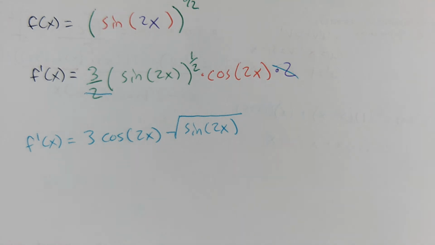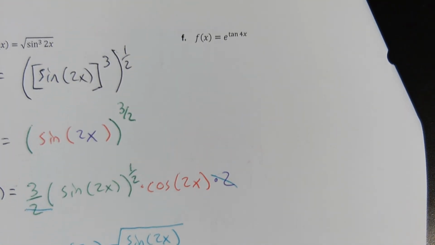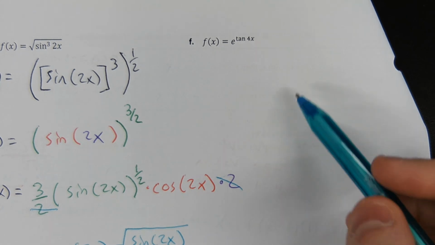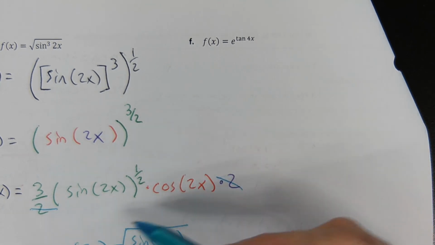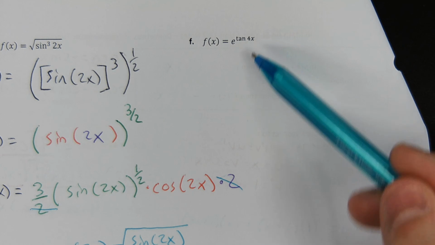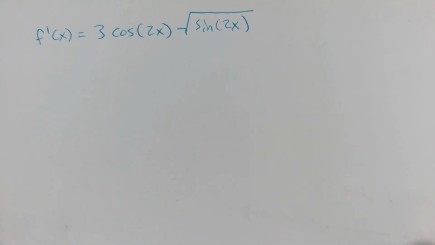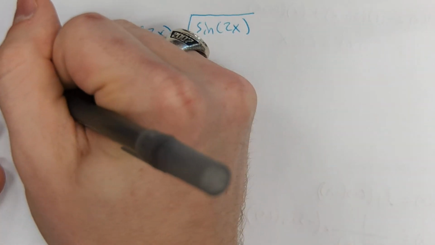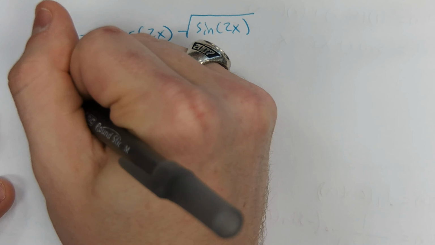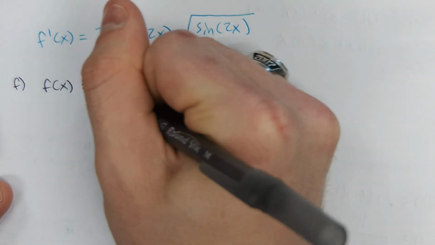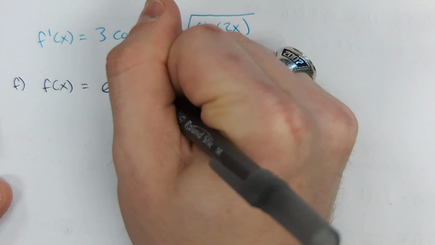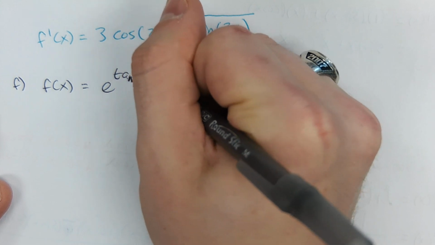One more chain rule within a chain rule, and that is right here. Because I don't have the space that I need to do all of this colorful magic right here, I'm just going to rewrite it down here and go from there, okay? So we've got question, this was E up here, and this is question F. I started with E to the tangent of 4x.